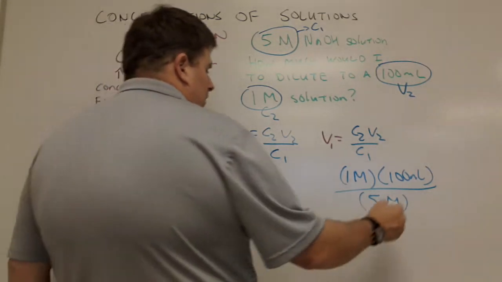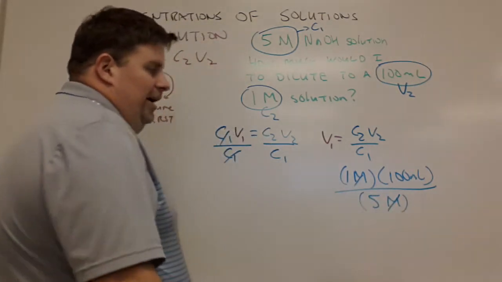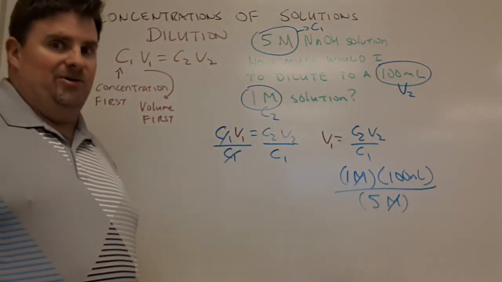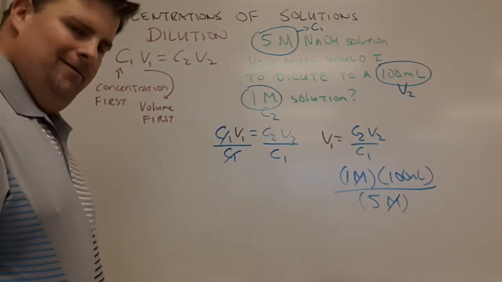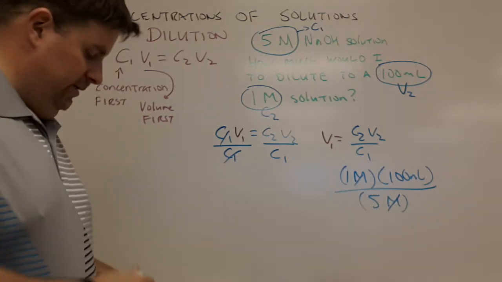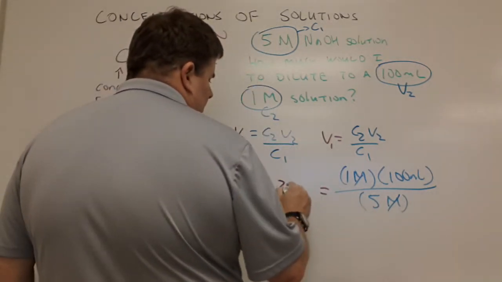Okay? So my molarity cancels out, so I've got 1 times 100 over 5. Okay, so what's 100 divided by 5? That's right, 85,000. No! 100 divided by 5 is 20. So my answer here is going to be 20 milliliters.